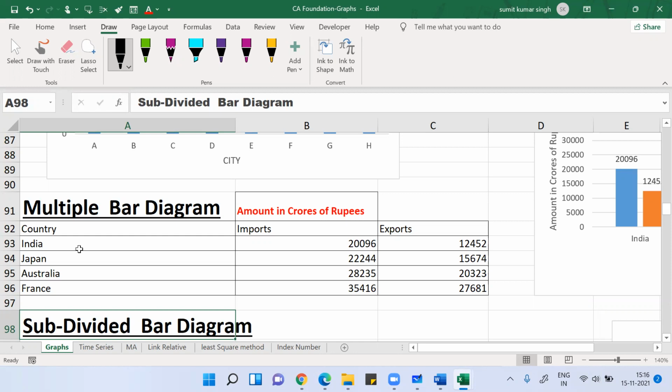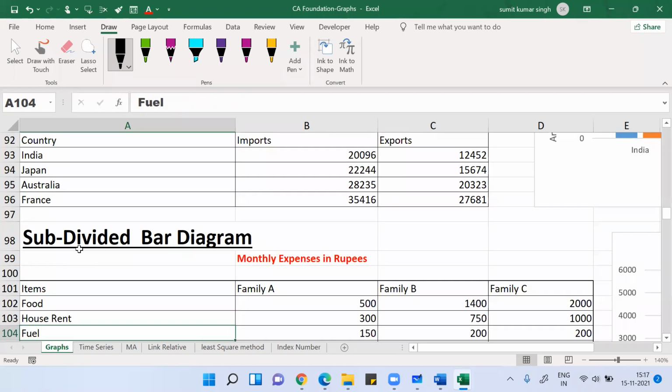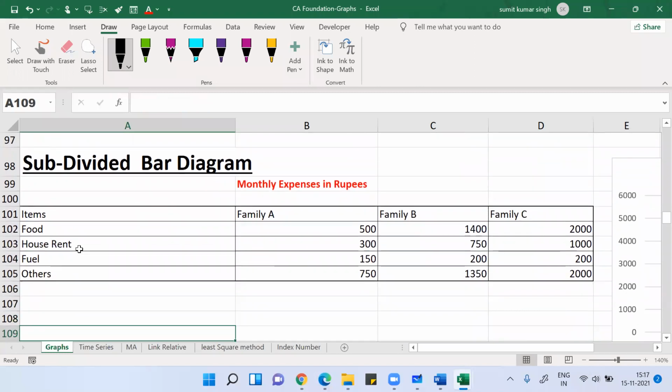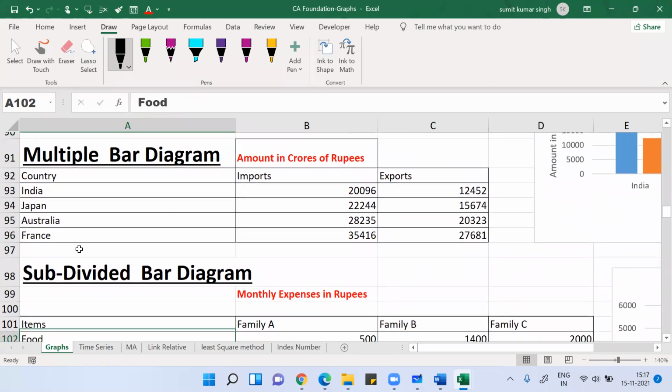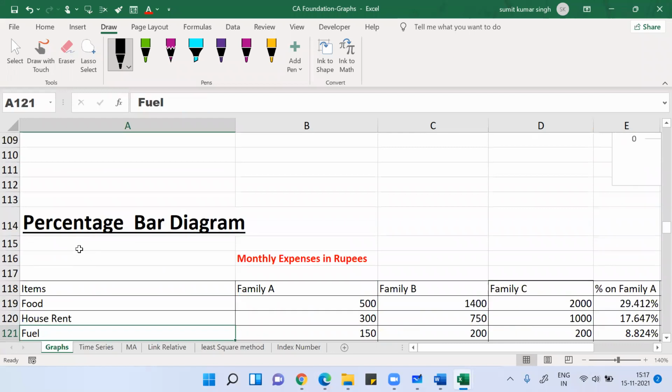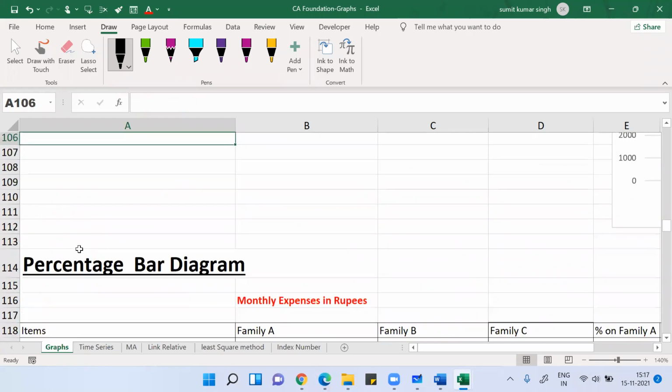So here I was talking about multiple bar diagrams, about different countries and the values of their exports and imports. I hope you understood this. Then this is the subdivided bar diagram. The way we discussed the multiple bar diagram, there is the subdivided bar diagram, and then you have the percentage bar diagram. More or less, we do the same work.